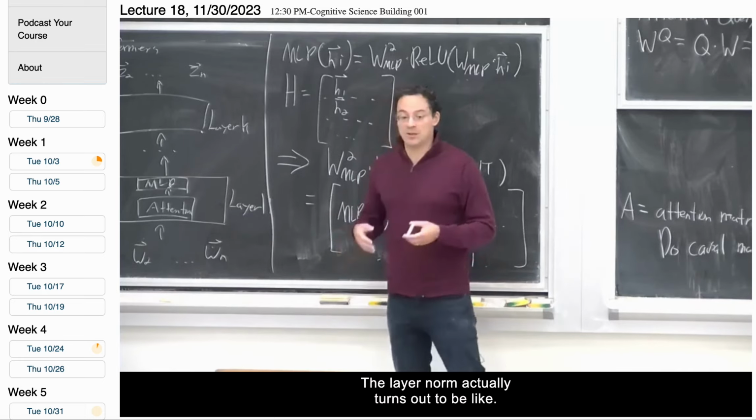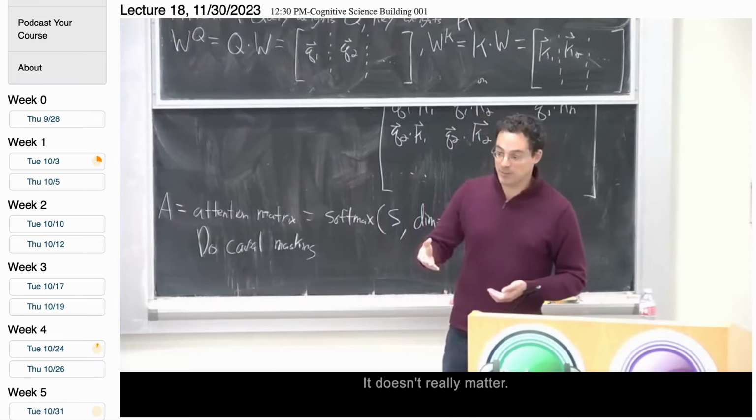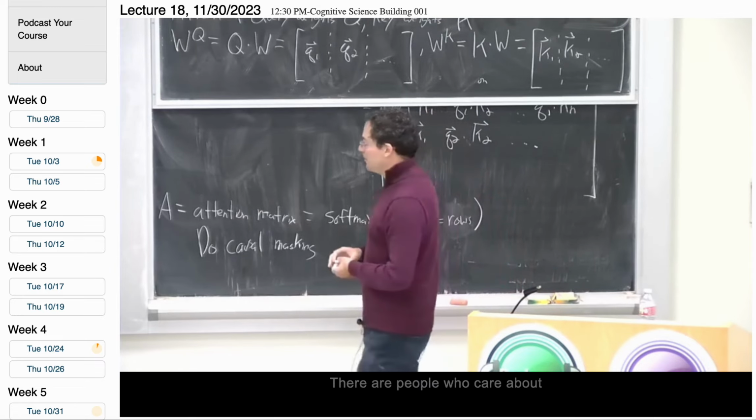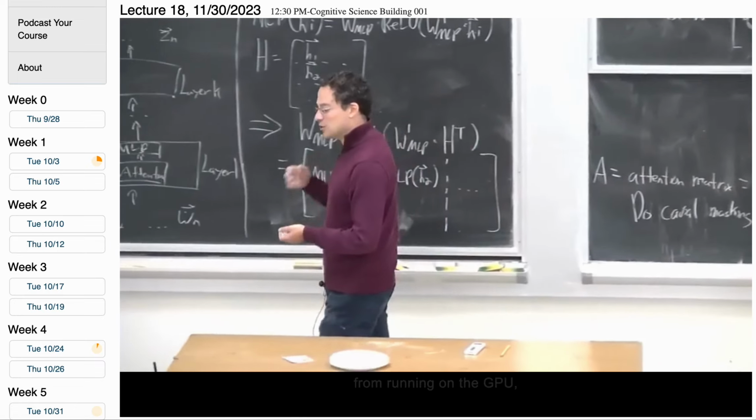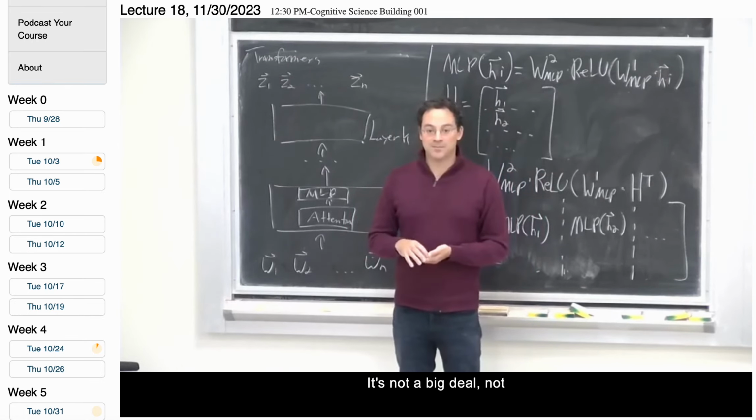So the layer norm actually turns out to be not very parallelizable. But it's also very, very few computations relative to this. Very few floating point operations. So it doesn't really matter. There are people who care about fast layer norm representations running on a GPU, but you're talking about a couple of percentage points of how much time it takes to run this thing. So it's not a big deal. Not a big deal for you.